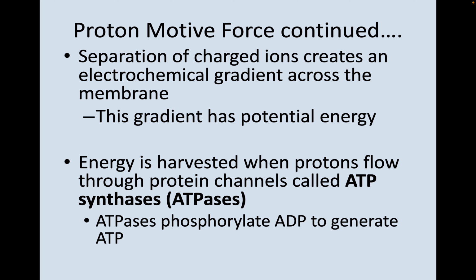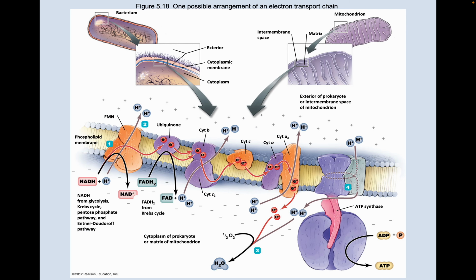So when those protons flow through the ATP synthase to move down the concentration gradient and through the membrane, they literally spin this. It's like a motor. The movement of those protons spins the motor in this ATP synthase that attaches phosphates to ADP and generates ATP. And this is where the bulk of the ATP are generated.